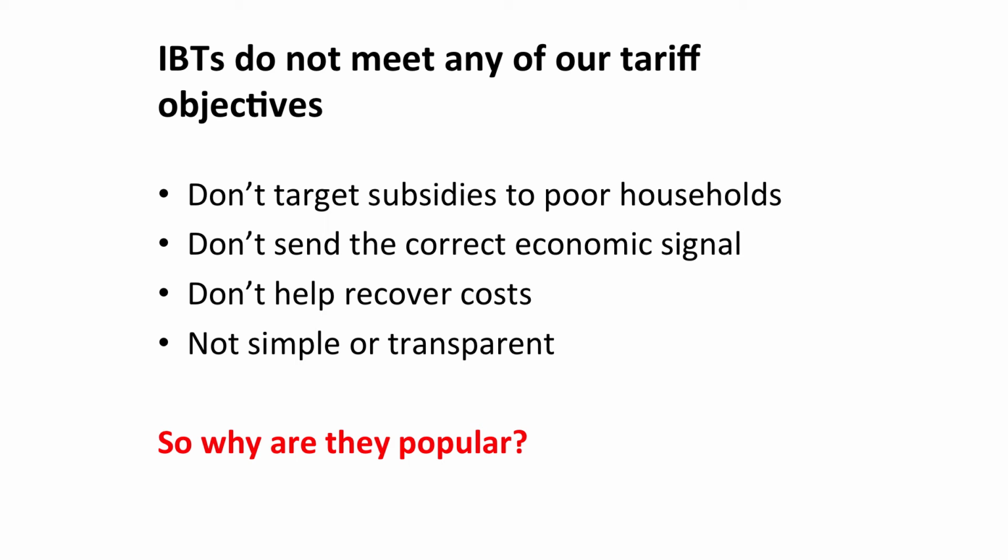This is because too much water is being sold at the volumetric rate in the lifeline block, far below the cost of supply. Moreover, IBTs cannot possibly send the correct economic signal to households to use water wisely because, by definition, IBTs send multiple signals. Finally, IBTs are among the most complex and least transparent of all different types of tariff structures.